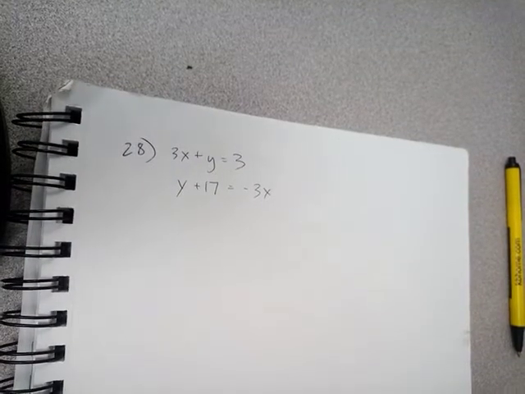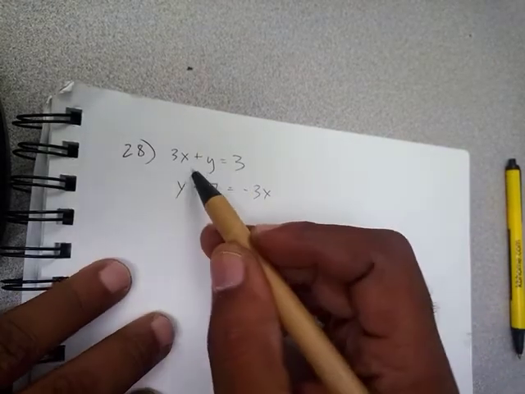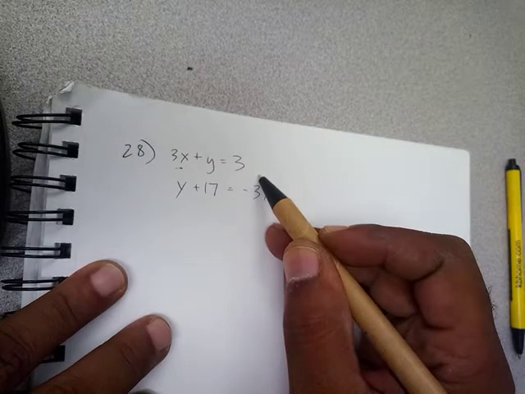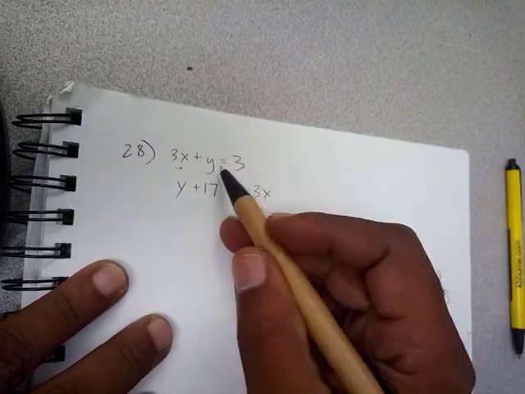This third problem, 28, requires that you first convert the equations into standard form. What do I mean by standard form? This does not look like y equals mx plus b. You cannot look at this and tell what m is. You cannot look at it and tell what b is. So let's rewrite that first equation.